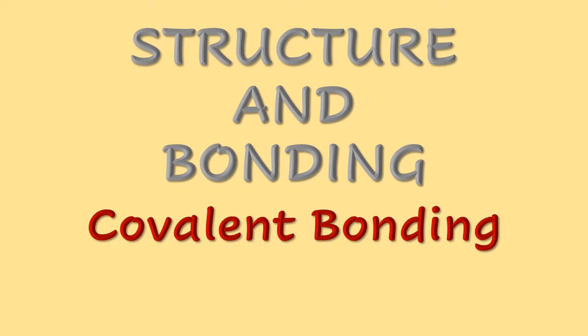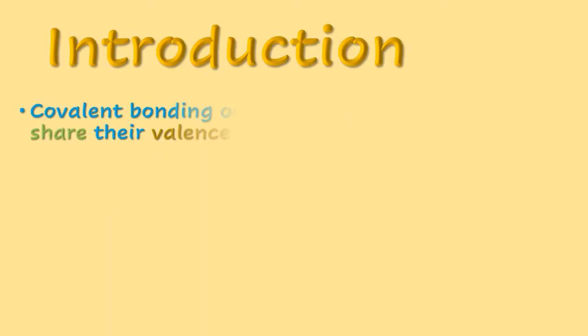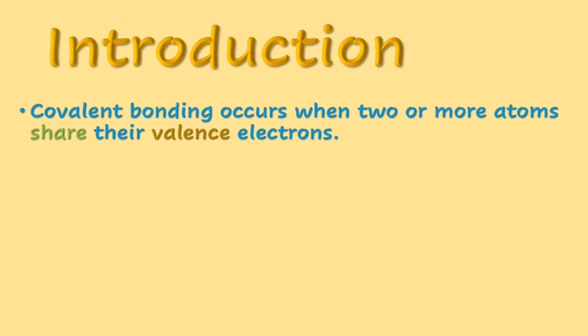Hello. In this lesson, we want to consider the concept of covalent bonding. This is a type of bonding that occurs when two or more atoms share their valence electrons. Let us first of all consider the word covalent. The prefix co in covalent brings about the concept of sharing.